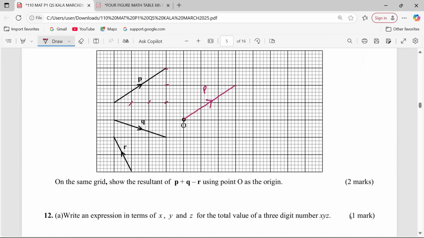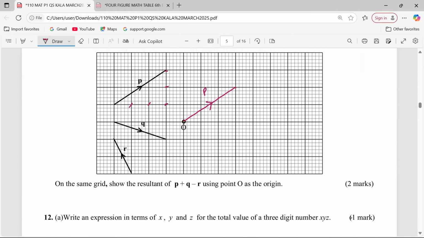Then at the head of P, now I bring the tail of Q. Q is here. So Q should be 3 units toward the right, 1, 2, 3, and 1 unit downwards. So I'm supposed to attach and move 3 units against 1 downwards. That way, up to this point. So now, Q is here. It has been attached there.